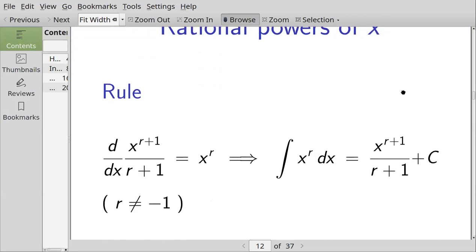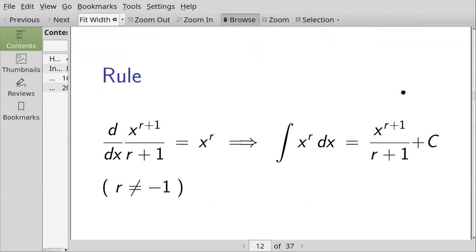Okay, and one thing we need to take care of is obviously that r is not equal to minus 1, because if r is equal to minus 1, the answer on the right doesn't make any sense. You'd be dividing by 0. So this is the rule for x to the r, provided that r is not equal to minus 1. Any rational number except minus 1. We'll deal with the minus 1 case a little bit later.